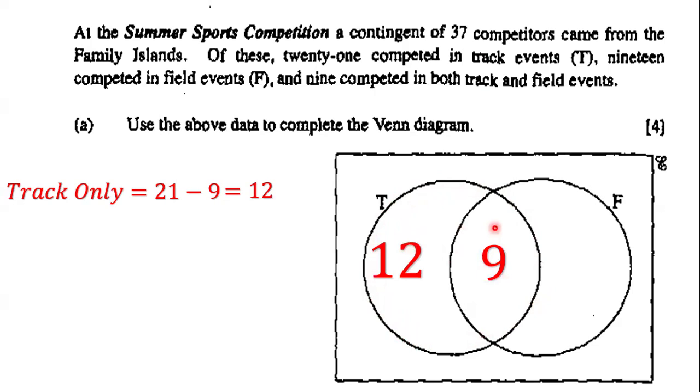Next, we need to figure out how many students competed in field events. Now, this is field events only, and it is represented by this portion of the Venn diagram. Now, what did they tell us? They tell us that 19 competed in field events. Now, that 19 refers to this whole entire set, right?